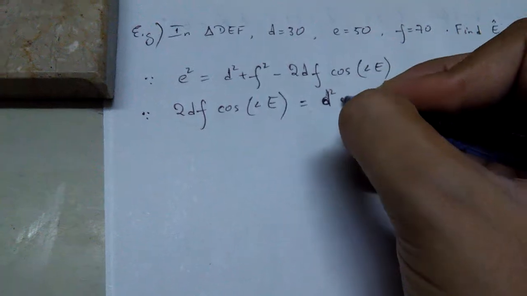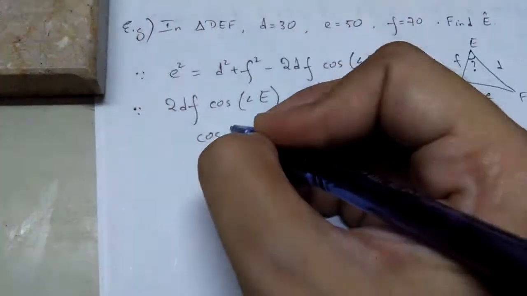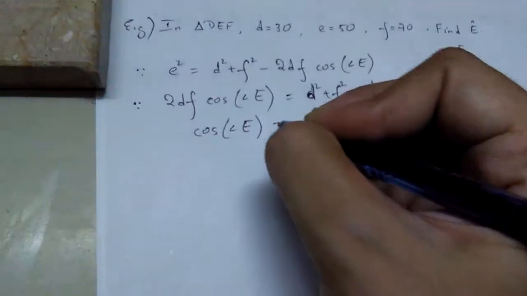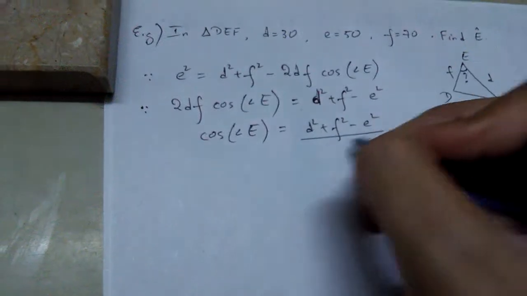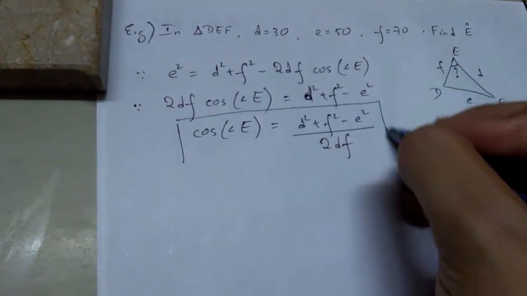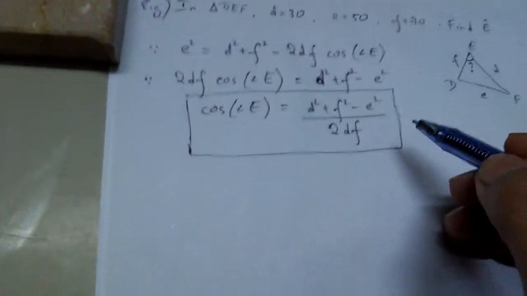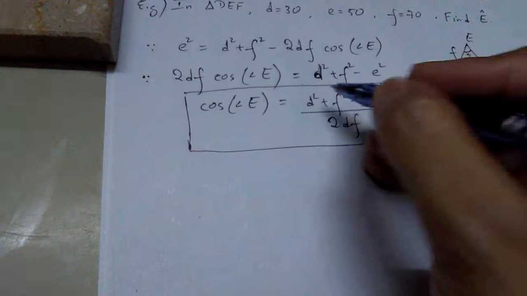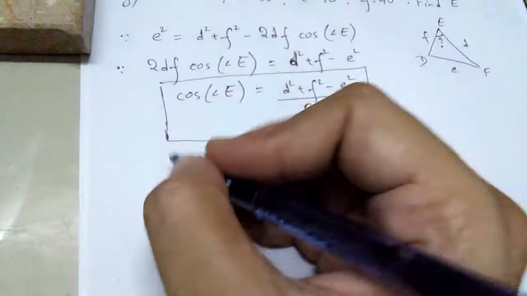Sorry, it's d squared plus f squared minus e squared. So we come to know that cosine of angle E is equal to this. You can use this formula as well, so you do not need to switch your numbers here and there. You just substitute the values of the three sides and you get your answer.